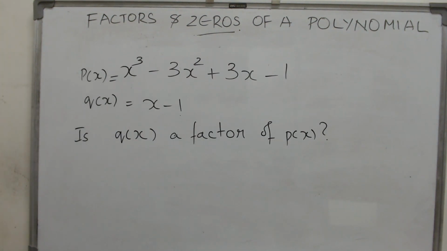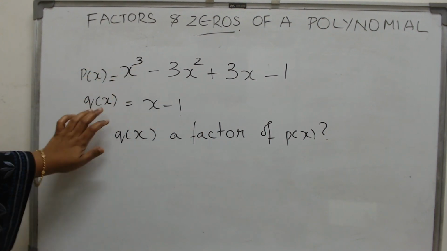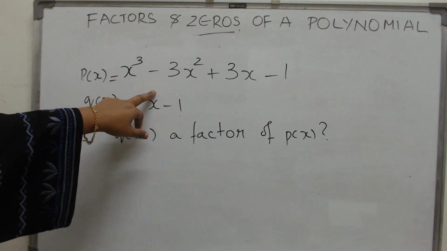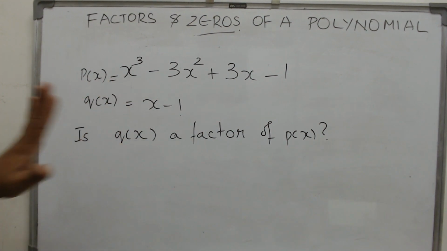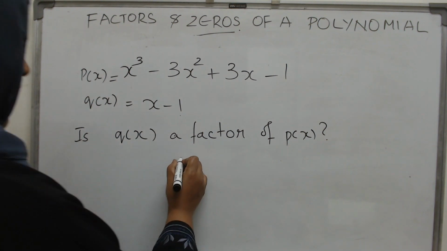Now it's time to wind up today's class. Let me tell you what we are going to do in the next class. Here you have a bigger polynomial of degree 3 and a smaller polynomial of degree 1. Now, is q(x) a factor of p(x)? How do you find out if something is a factor of a bigger number? How do we do it for numbers? How do we check if 2 is a factor of 10? How do we do that?